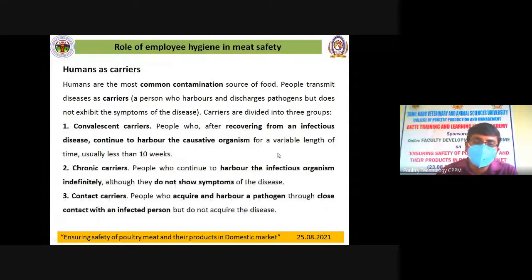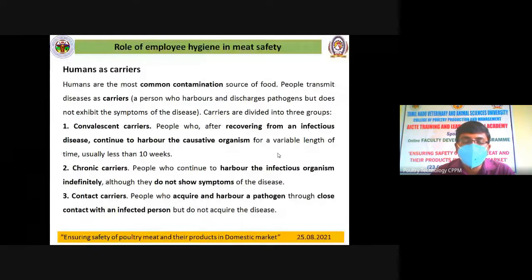And humans as carriers. Humans are the most common contamination source of food. Most contamination comes from the people who are working with the food, and from people who transmit diseases as carriers. A carrier is a person who is harboring and discharging pathogens but does not exhibit the symptoms of the disease. He will not exhibit any symptoms, but he can still discharge the pathogenic organisms into the food which he is handling.